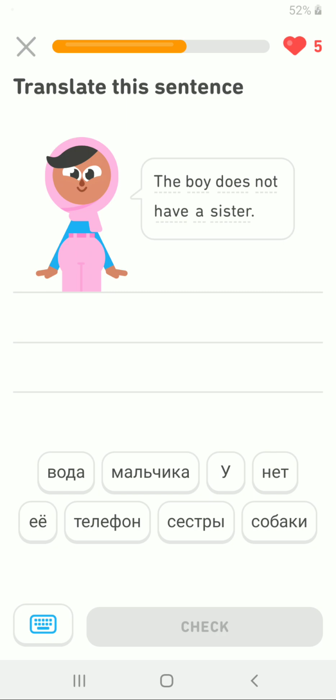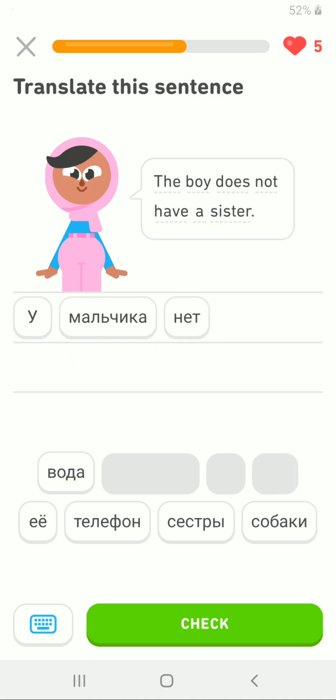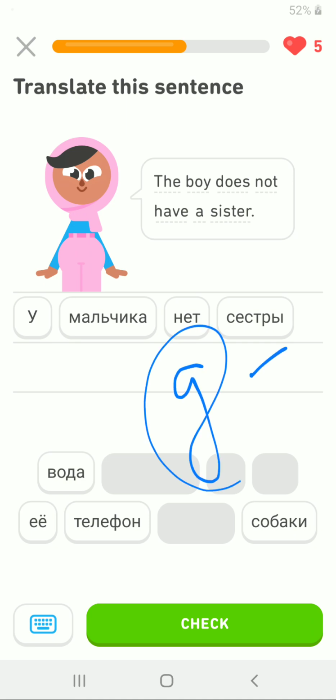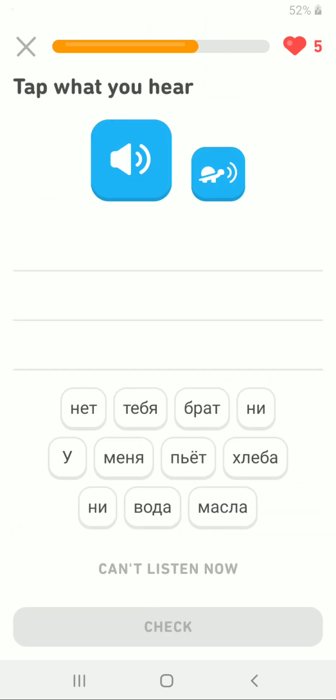The boy does not have a sister. So у мальчика нет. It's not мальчик, it's мальчика because it's у, and нет does not have сестры. It's not сестра, it's сестры. Сестры would be sisters. So here we know that it's in genitive form. And let's check. Correct.